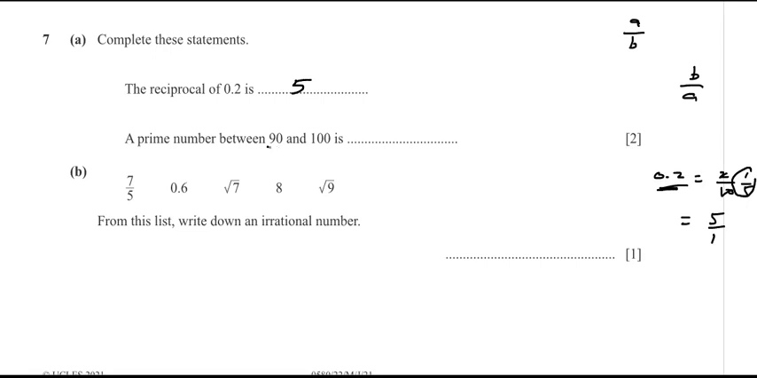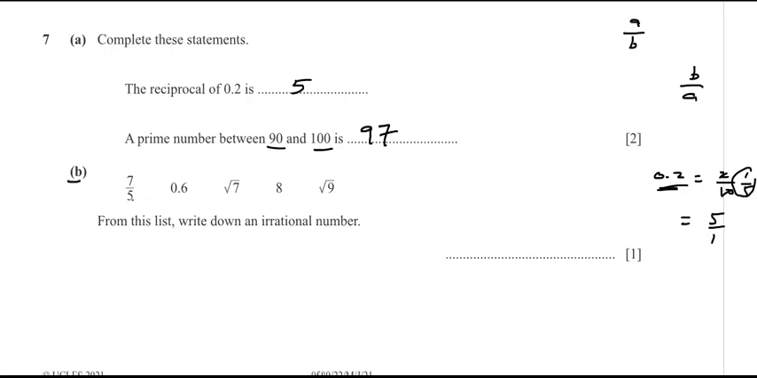And then a prime number between 90 and 100. A prime number is a number which can be divided by itself only. So between 90 and 100, the only prime number that we have is 97. So that's why you will write 97 here, because any other number like 91, 92, 93, 94, 95, 96 can be divided by other numbers. So the only prime number between 90 and 100 is 97.